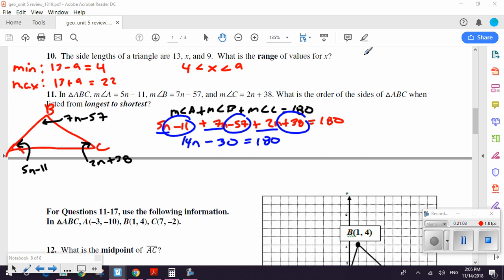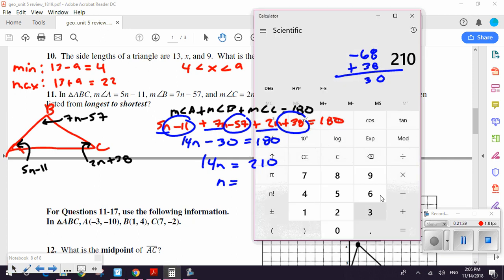Let me double check. Yeah. So what are we going to do first? We're going to add 30 to both sides. So I will get 210. And divide both sides by 14. n is 15.